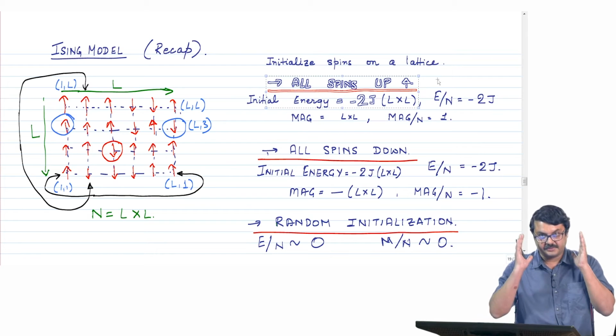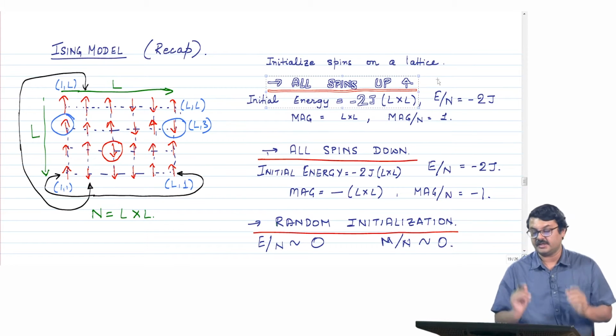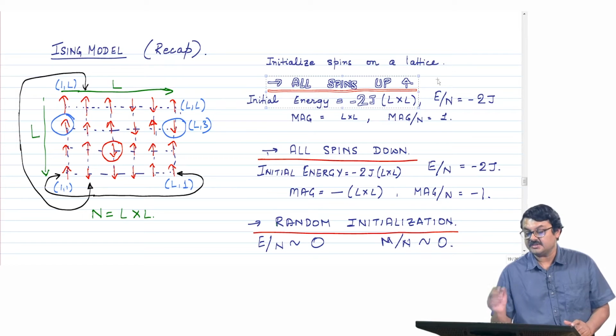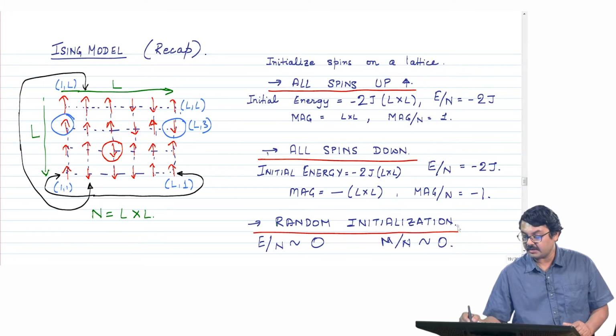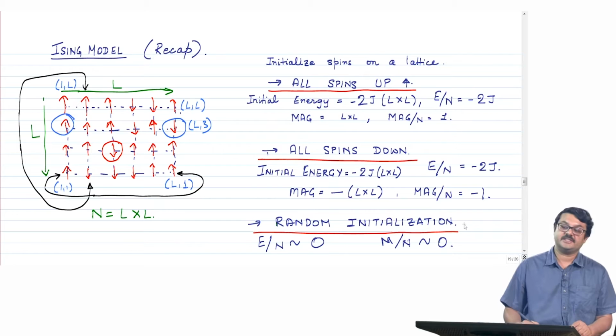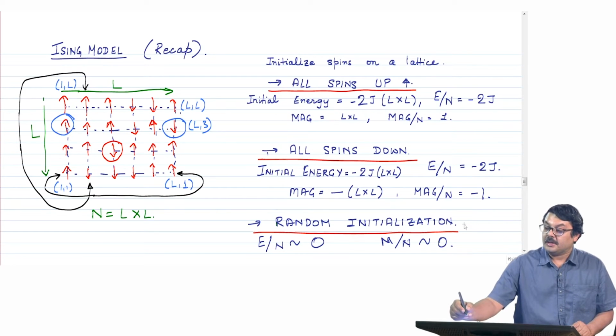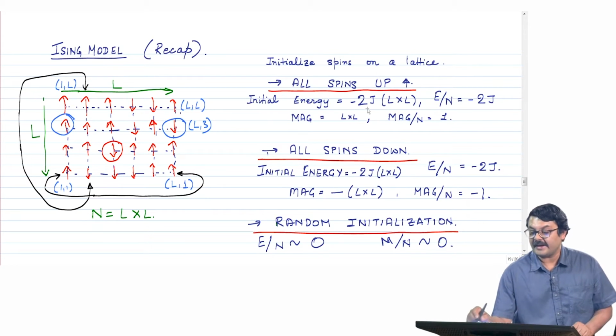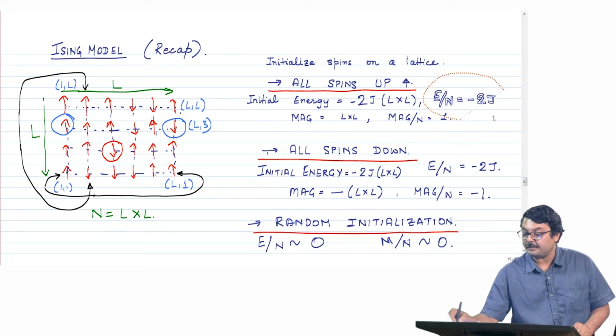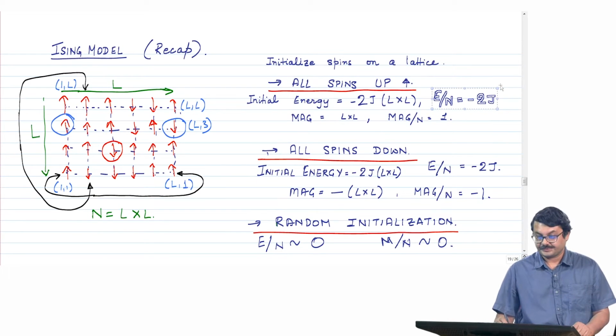So, all this is right even before starting the Monte Carlo simulations; you are going to basically initialize all the spins. You can do it as up or down, or even you could have a random initial condition. If you start with all the spins up, then the total initial energy of the system will be minus 2 J L cross L, L cross L being the number of spins in the lattice. The energy per spin will be minus 2 J.